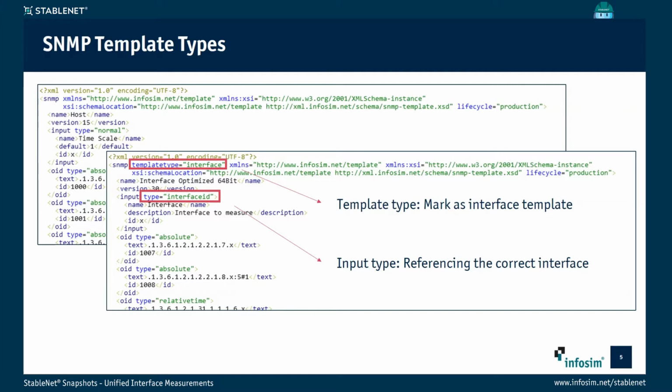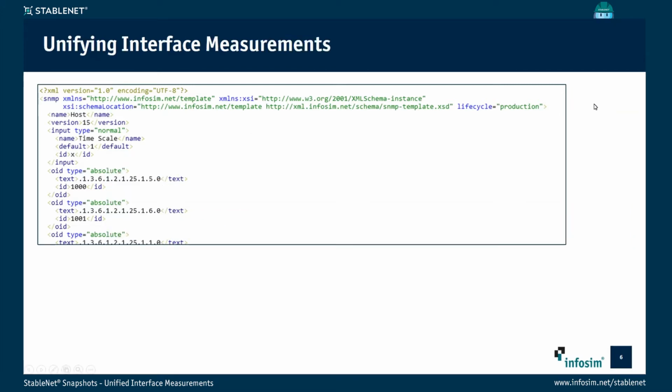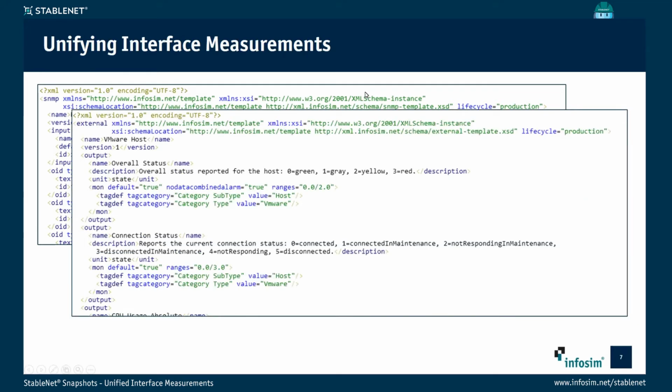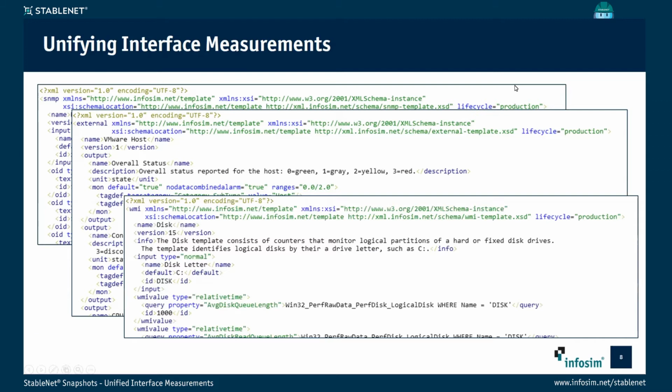Of course, there are other measurement types as well. We don't only have SNMP measurements, but also external measurements, retrieving data by other means, sometimes via REST or via CLI, and many other possibilities, but also measurements like business process scripts or WMI. And of course, we could also collect interface data using those types of measurements and templates for StableNet.